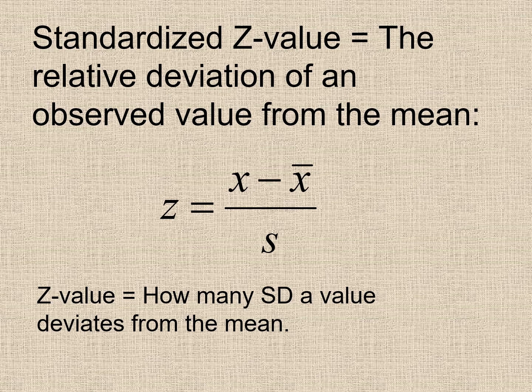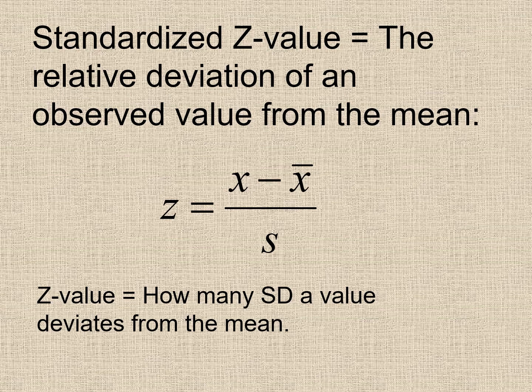And if you get the value -2, then you know that this observed value x is 2 standard deviations below the mean. So all values above the mean receive a positive z value, and all observed values below the mean receive a negative z value. A value that is identical with the mean receives a z value of 0. And of course, the standard deviation is how large the average deviation is from the mean.